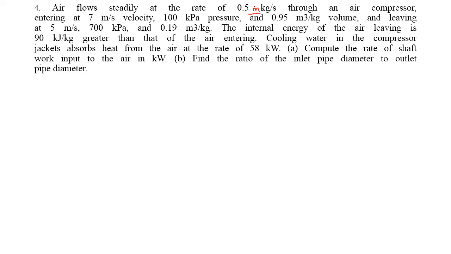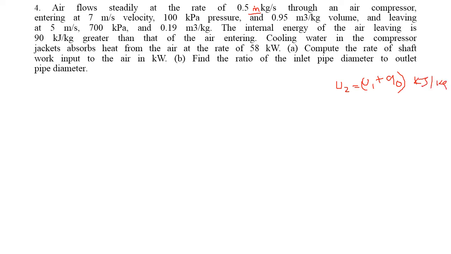The internal energy of air leaving is 90 kilojoule per kilogram greater than that of air entering, which means the U2 value is greater than U1 by 90. The exit internal energy value is 90 kilojoule greater compared to that of U1. Okay, so we can write it as U2 equal to U1 plus 90 kilojoule per kilogram.